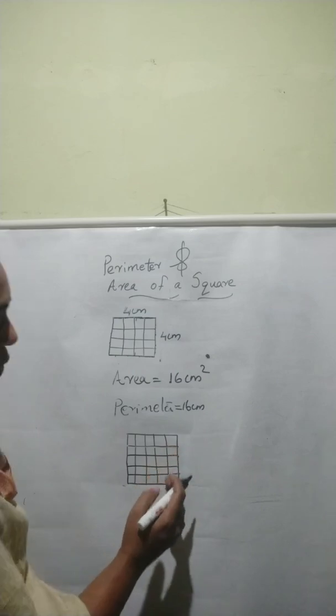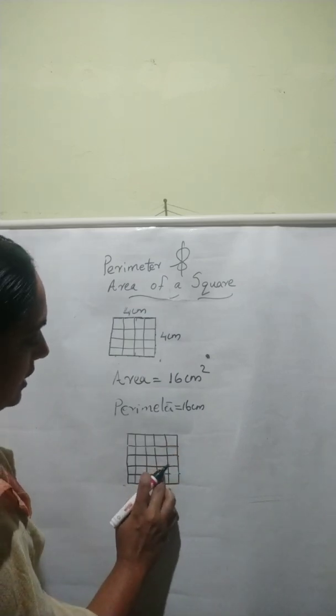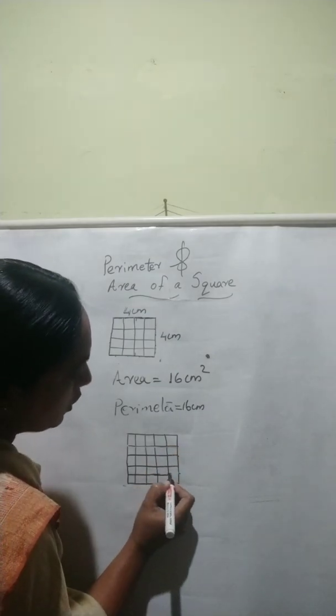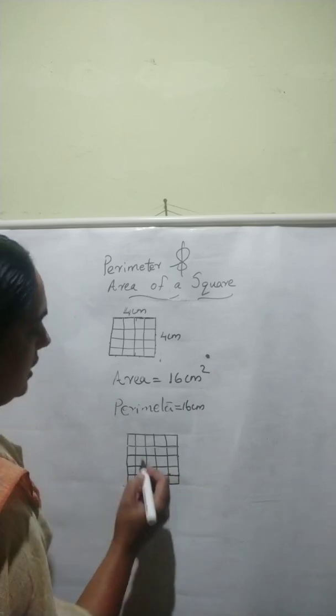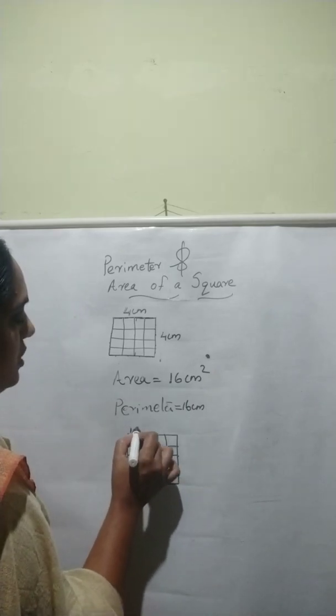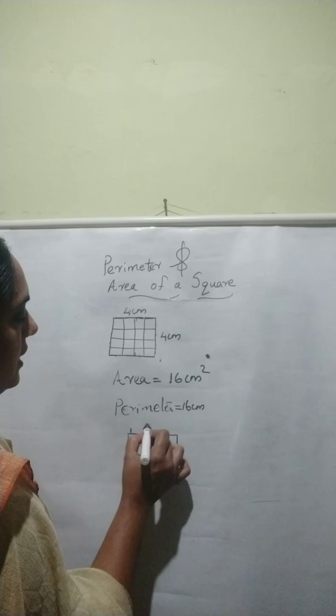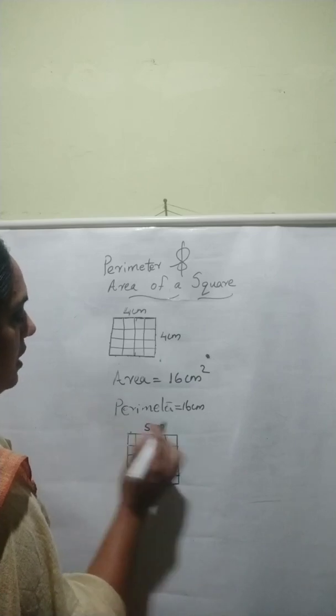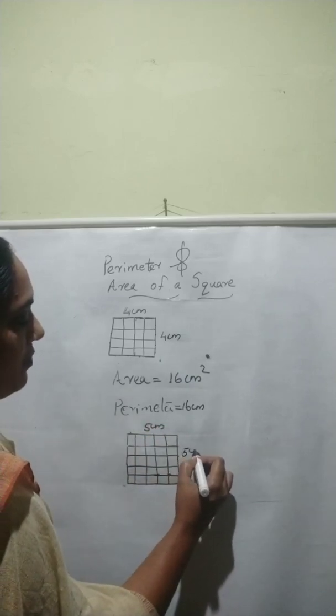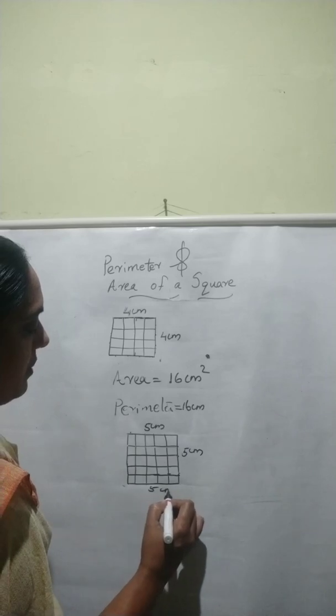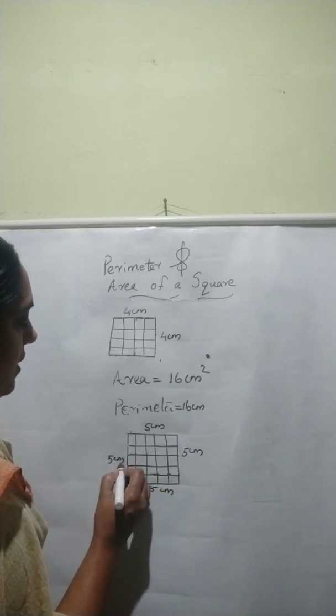All sides are equal in length and all small boxes also will be equal in length. That means here it is 1, 2, 3, 4, 5. So this side is 5 centimeter. What about here? Here also will be 5 centimeter. Here also 5 centimeter. Here also 5 centimeter.